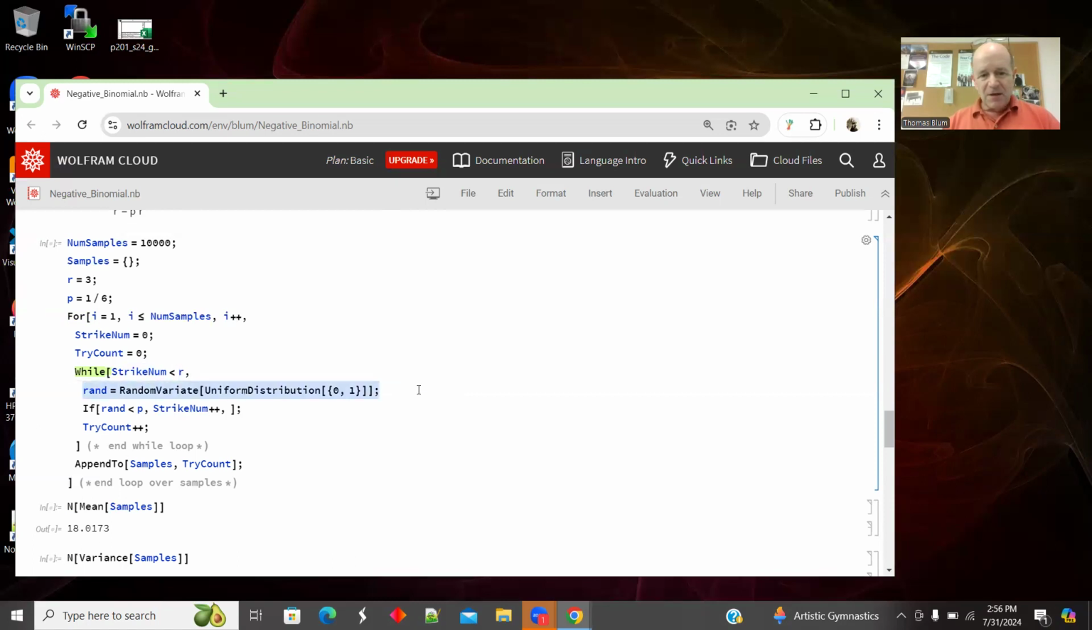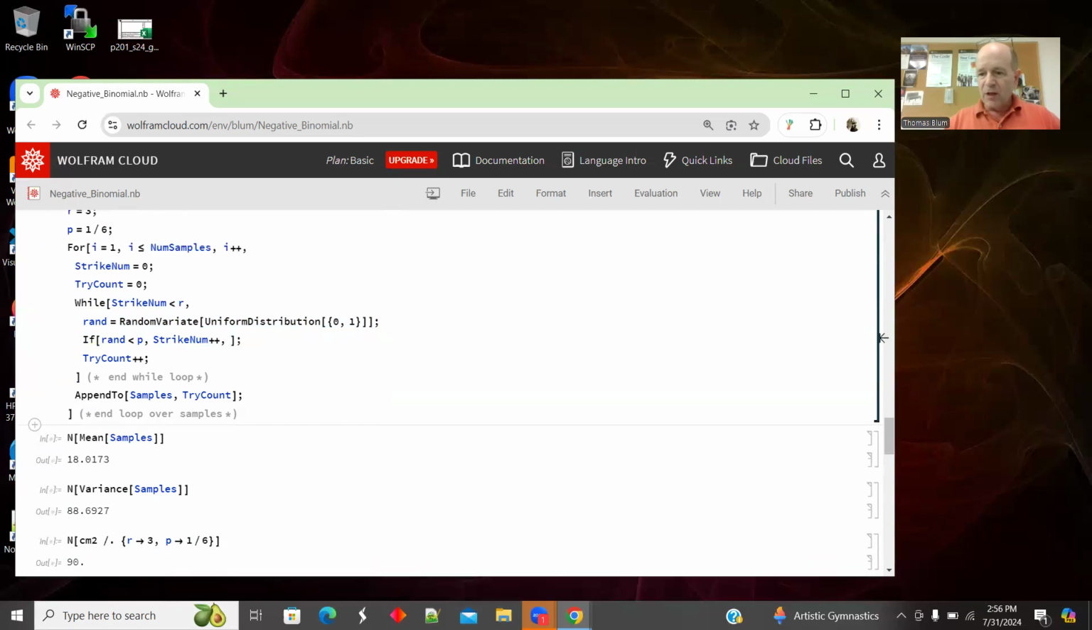I get my random number uniformly distributed between 0 and 1. And if my random number is less than P, then I increment my number of strikes. I always increment my number of swings, my tries. And then when I get out of my while loop, I'm going to append the count to my samples. It takes a little while because it is 10,000 and there's a while loop in there.